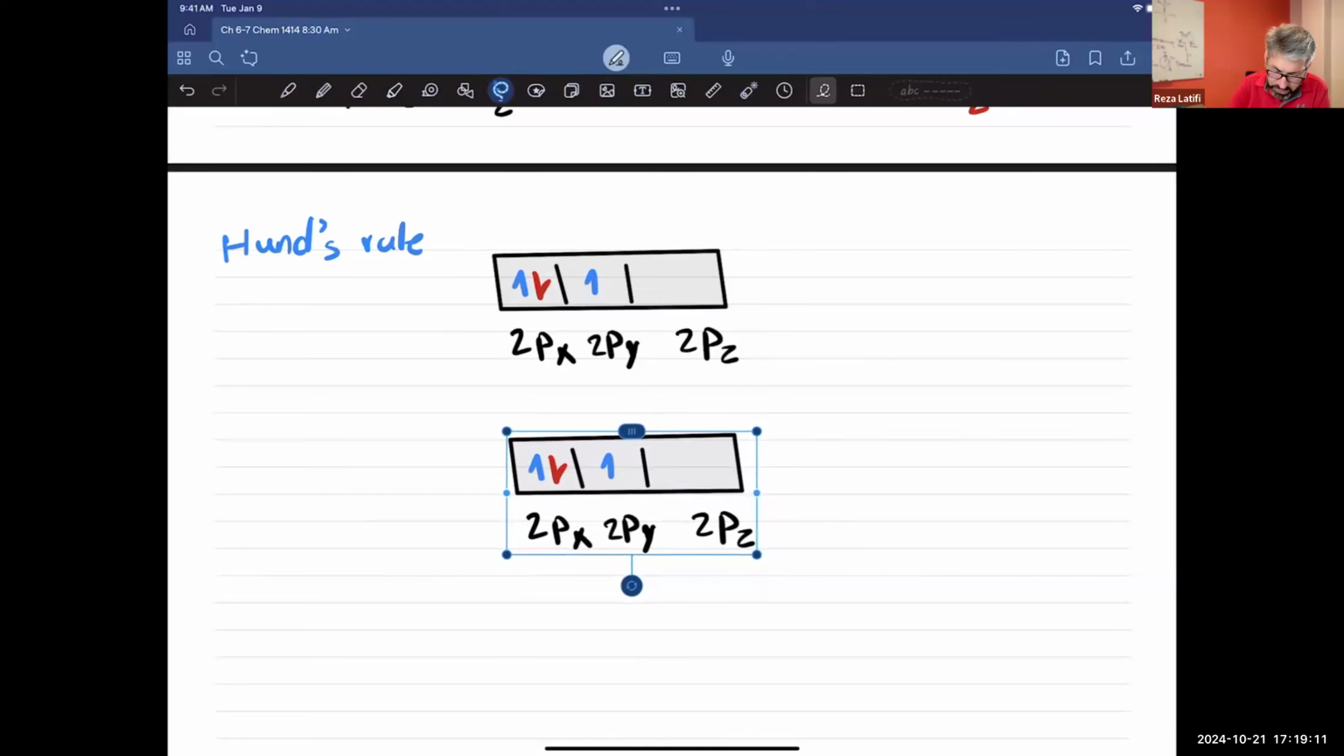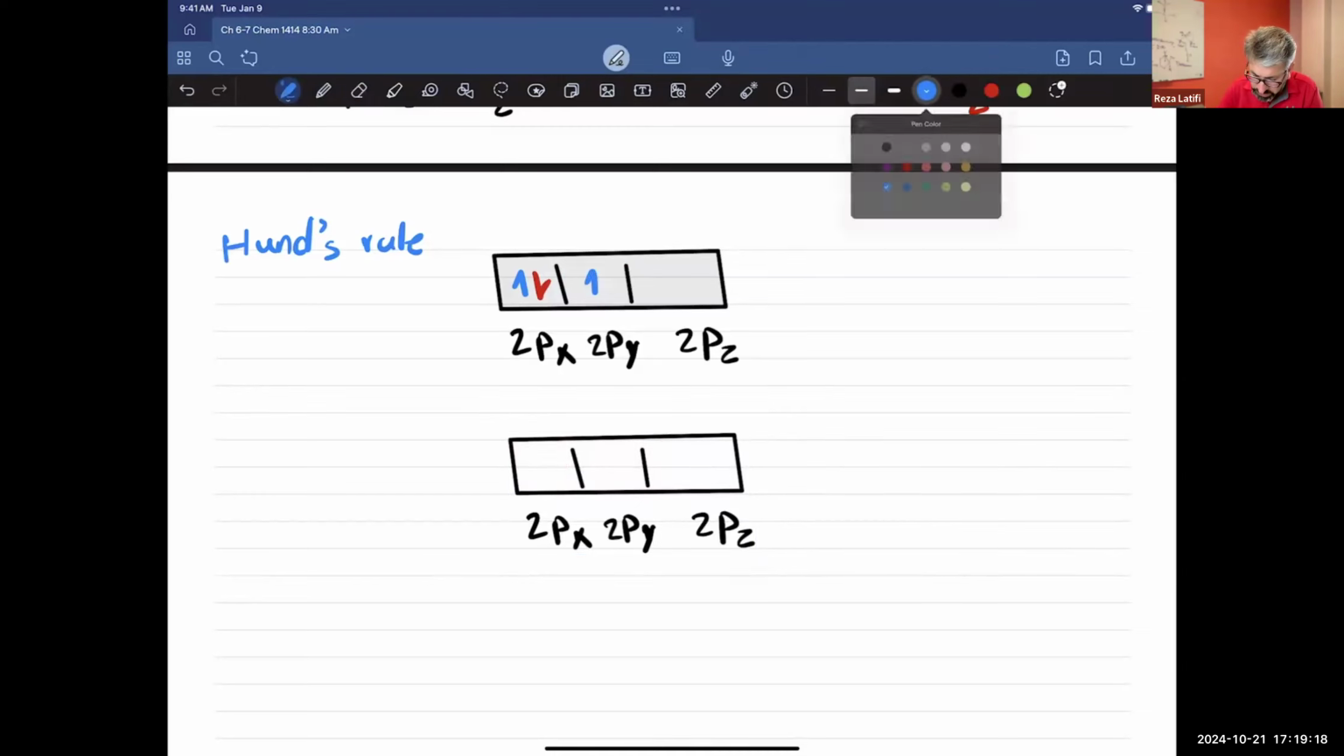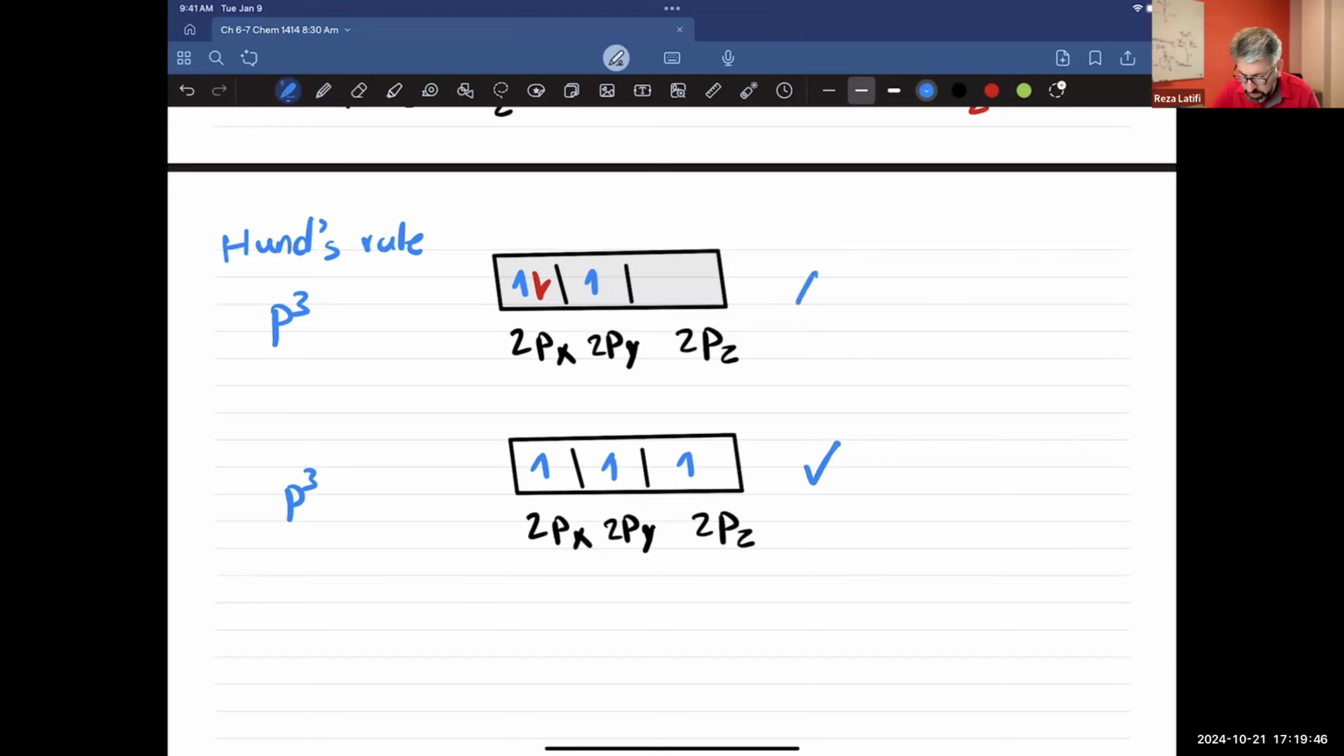Okay, the second possibility, instead of pairing them, I'm going to do this. I will put one electron inside each orbital. I had three electrons inside the p orbital. I can pair two of them, put one of them inside the second orbital, and the third one will be empty, or I can put one electron inside each orbital. Which one will be the correct configuration? The bottom one, the second one, and this one will be wrong.